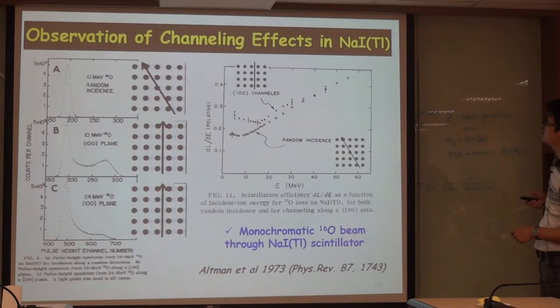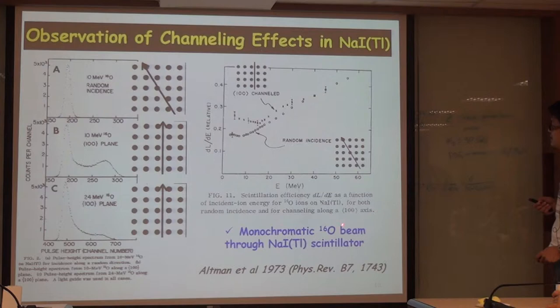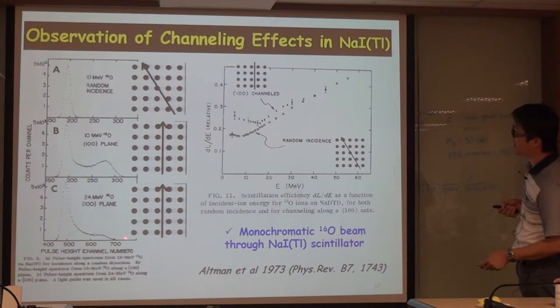Here is a typical one using monochromatic oxygen beams, and supposing these random projections, we do see this here. And suppose they pass through a particular symmetry axis or plane, then you get a bound here, and it is not quenched. So we call it the quench effect, the channeling effect. That means the quench factor should be one, since the energy is lost by electronic stopping. This one has the higher energy, 24 MeV, and here is 10 MeV.